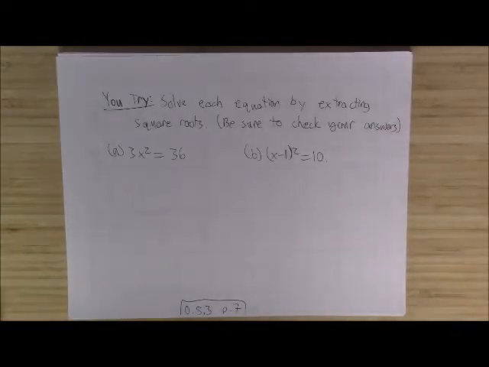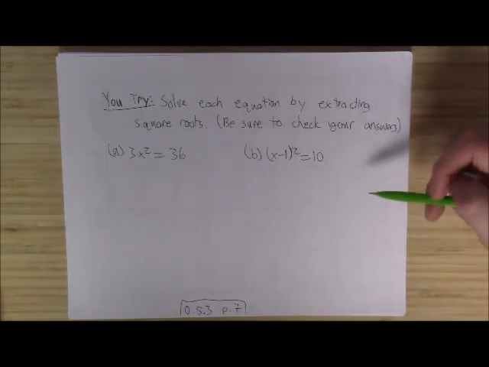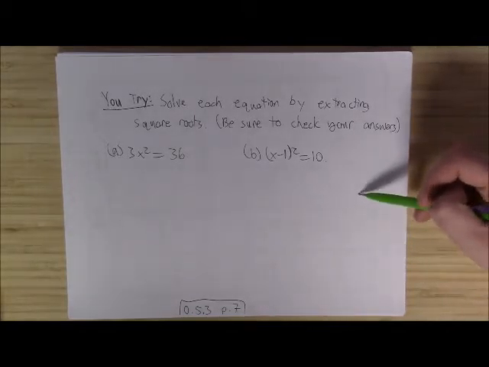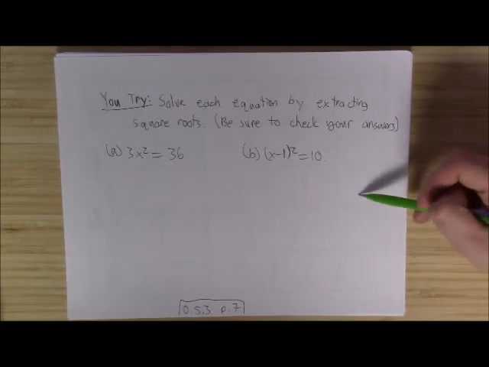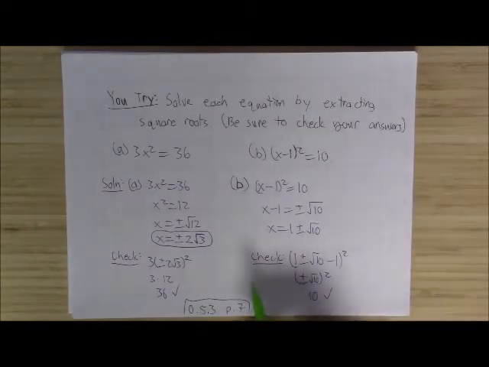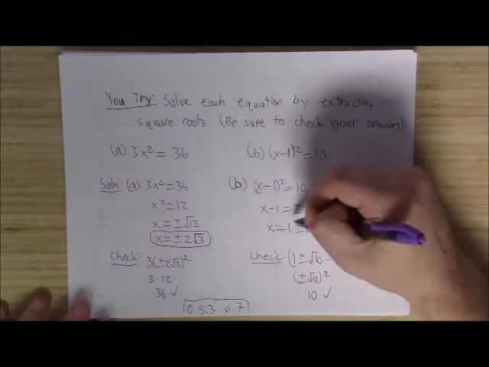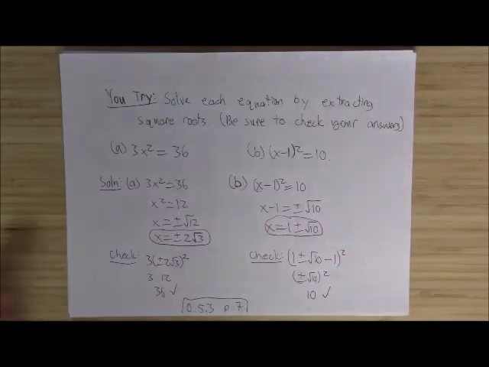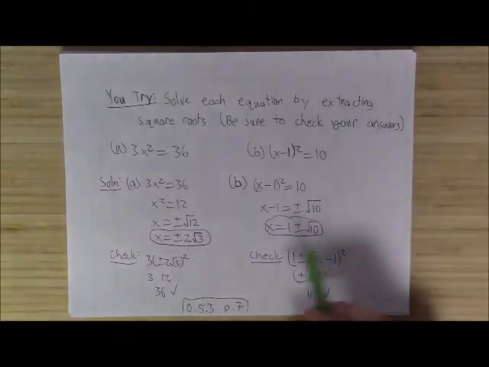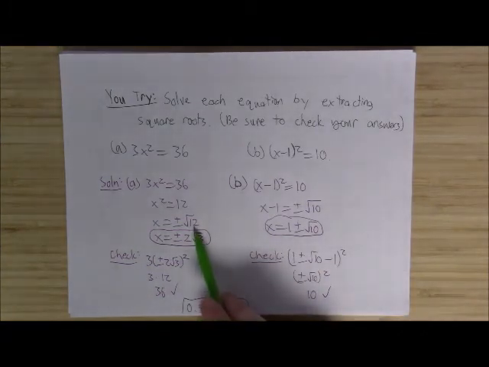Now it's time for you to try an example. Go ahead and solve each of the following equations by extracting square roots. Also be sure to check your answers. On the count of 3, I'll reveal the answer. 1, 2, 3. So here you see the solution. Let me circle this real quick. So here you see the solution with the check. Here, be sure that you go through and recall how to simplify this radical.